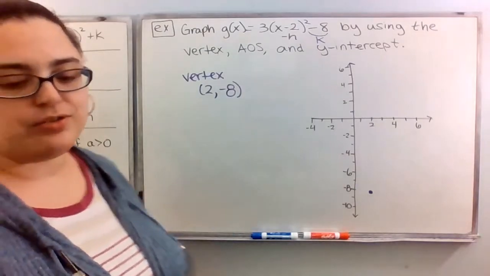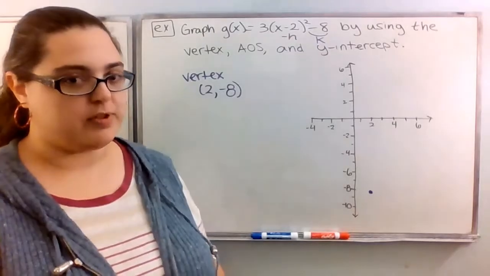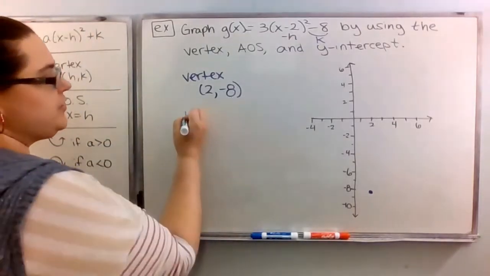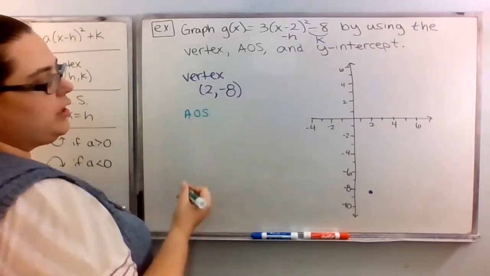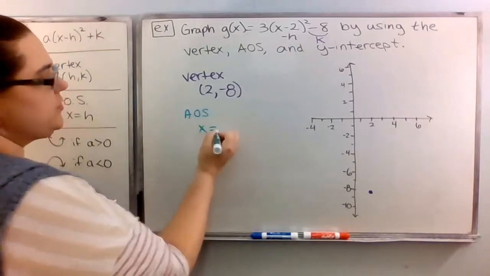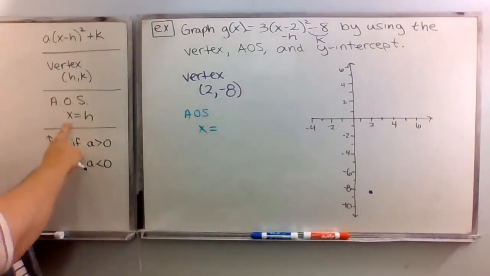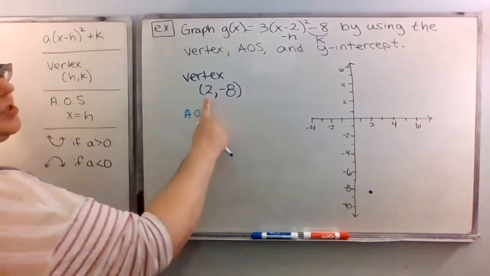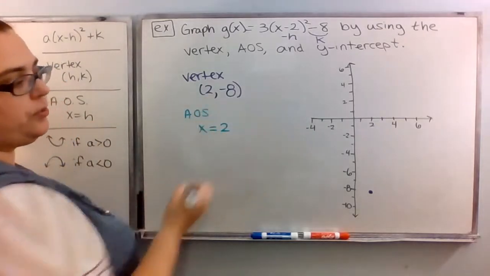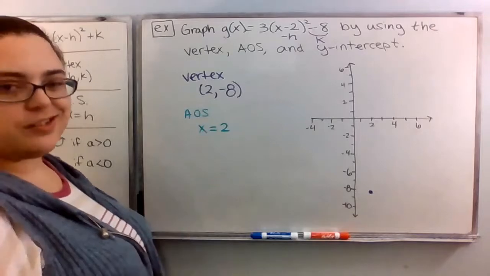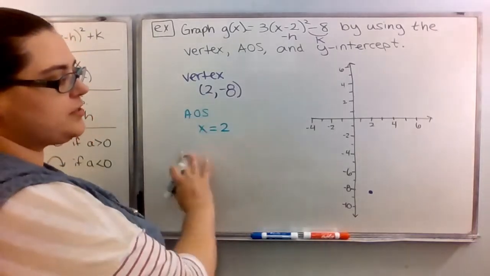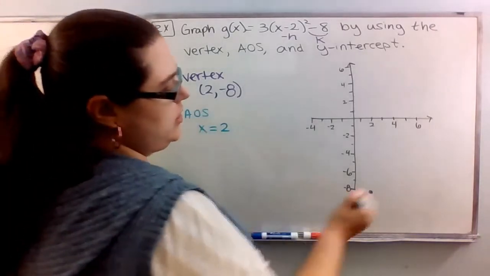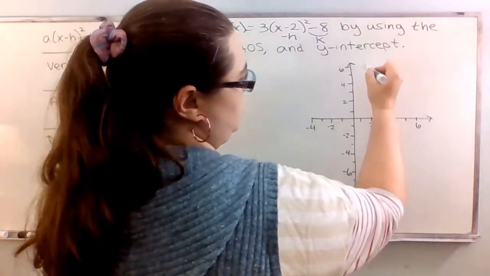Next, it wants us to find and use the axis of symmetry. The axis of symmetry is going to be x equals, because it's a vertical line, h. In this case, h was 2, so x is equal to 2. I'm just going to quickly sketch the axis of symmetry using a dotted line through 2.